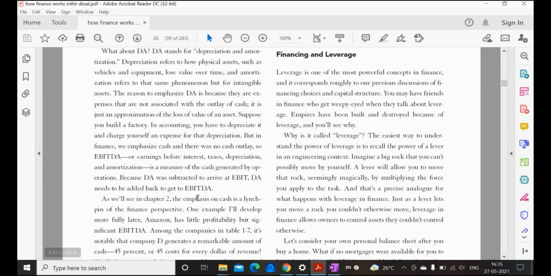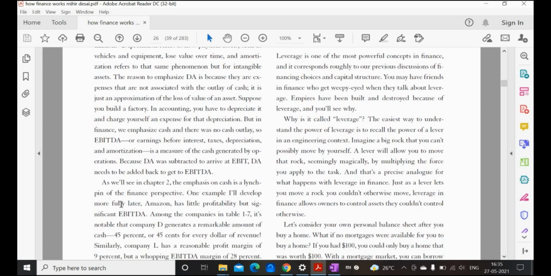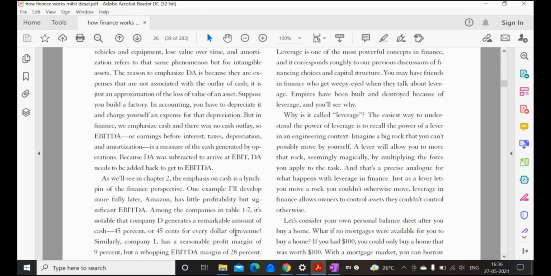As we will see in chapter 2, the emphasis on cash is a linchpin of the finance perspective. One example I will develop more fully later: Amazon has little profitability but significant EBITDA. Among the companies in table 1.7, it's notable that company D generates a remarkable amount of cash, 45% for every dollar of revenue.